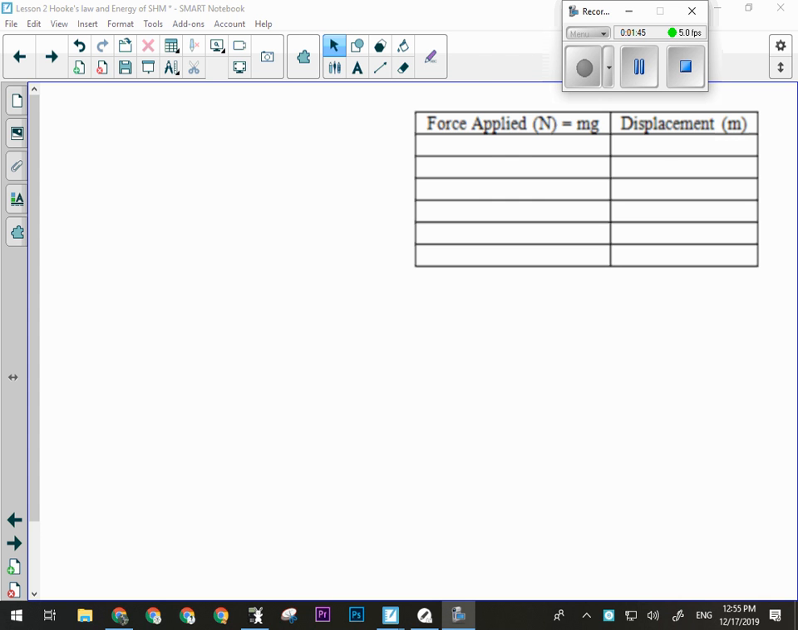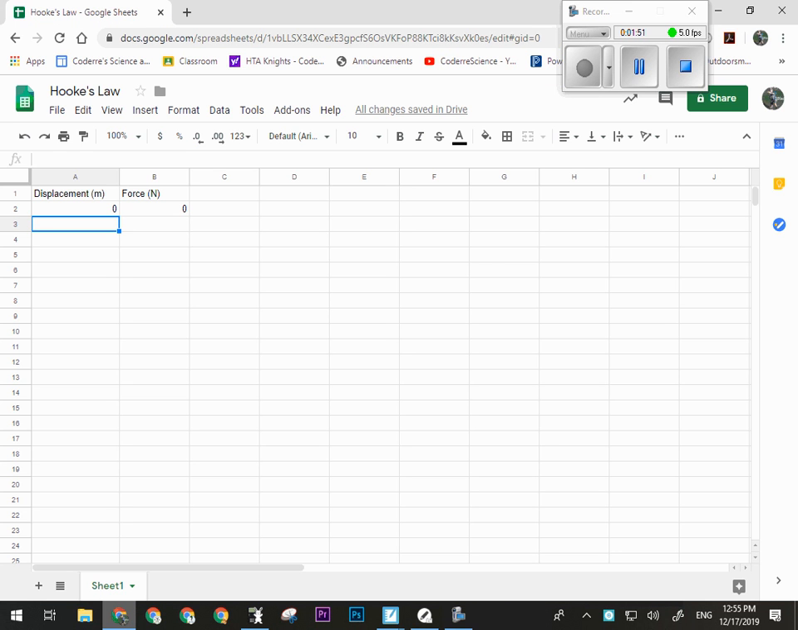So we're just going to fill this chart in here. Actually, I'm going to fill it in Google Sheets where I have it here. So right now, I've already got that when the force on it is 0, the displacement is 0. There's no displacement from equilibrium with no mass or no force on it. So I'm going to put the first weight on there right now, and that's going to be 50 grams, which is how many kilograms?